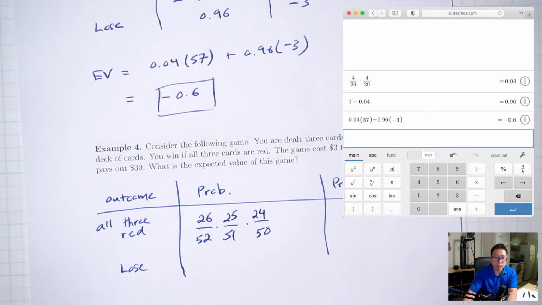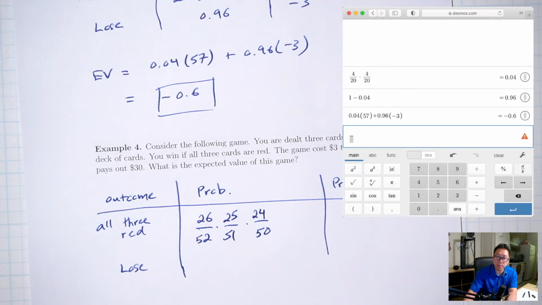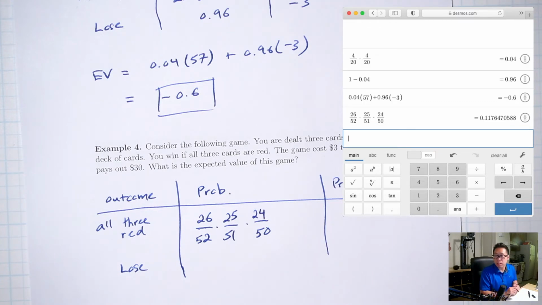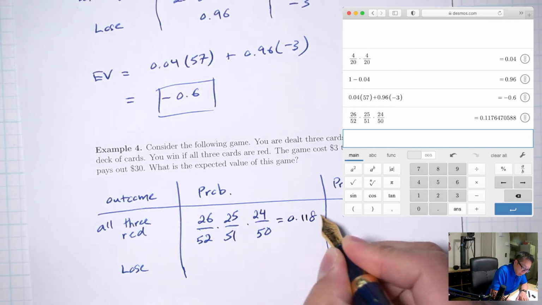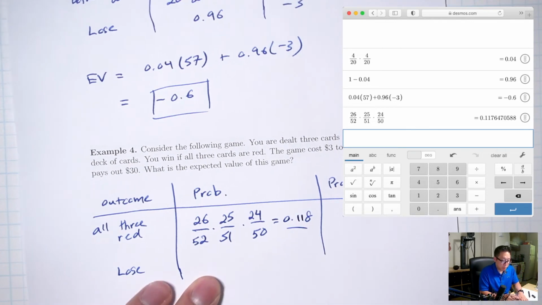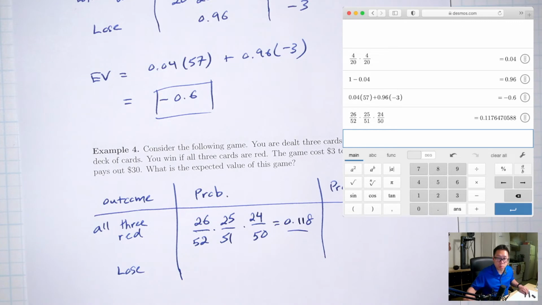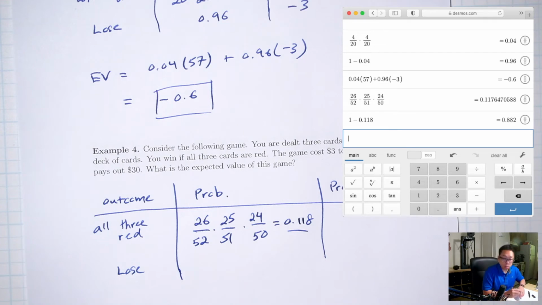So on my calculator, fraction button, which is the A over B on the right side, 26 over 52, times another fraction, 25 over 51, another fraction, 24 over 50. And then round to 3 decimal places here, so that's 0.118. And then lose is the missing number, so just do 1 minus 0.118. And that's 0.882.